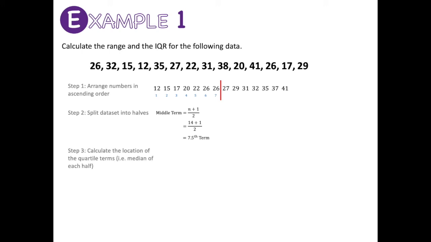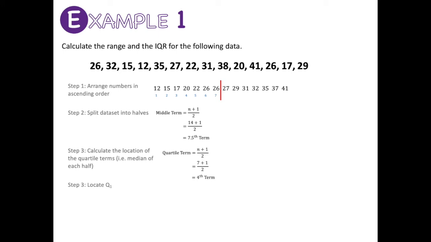So now that I've split my data set into two halves, what I can do is find the quartile terms, or the median of each half. So going back to my n plus 1 formula, but this time I'm looking at the number of numbers I have in each half, which is 7. So 7 plus 1 divided by 2. So I'm looking for my 4th term. So in each half, the 4th term is going to be my quartile values.